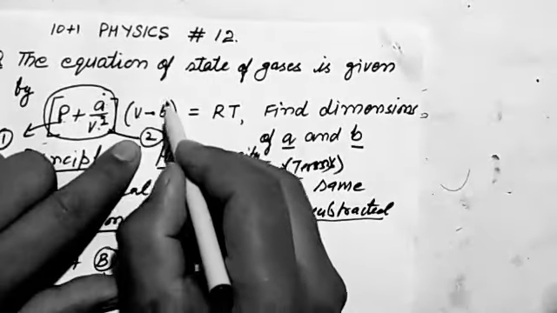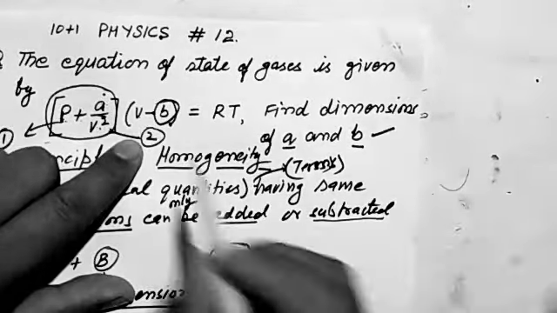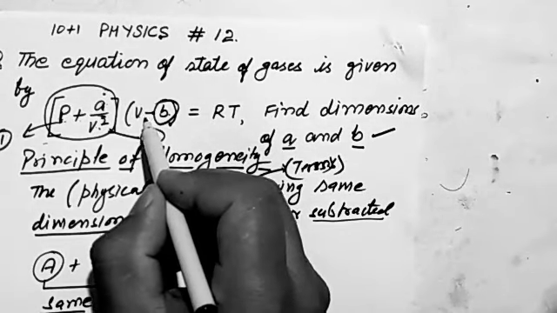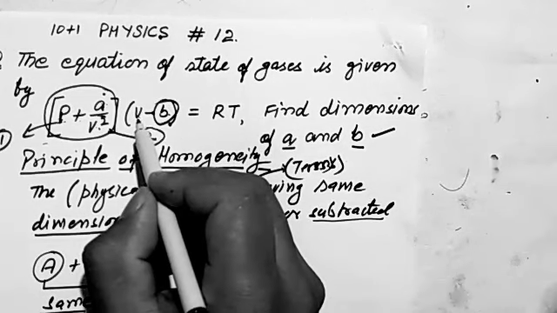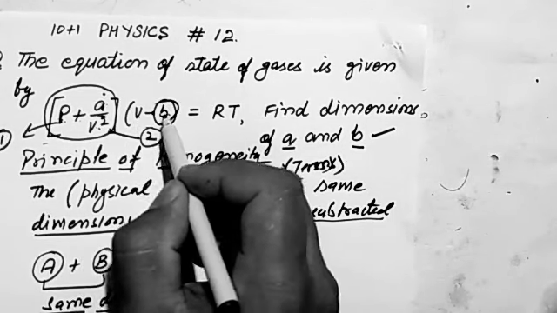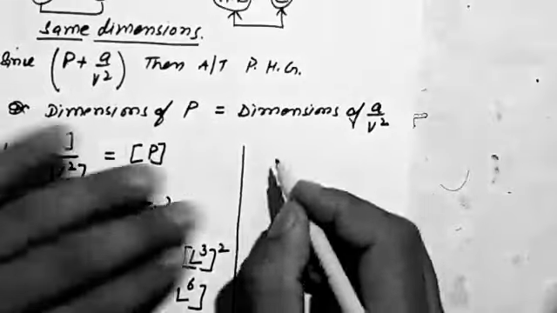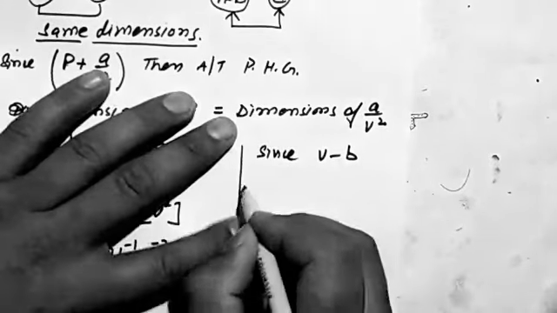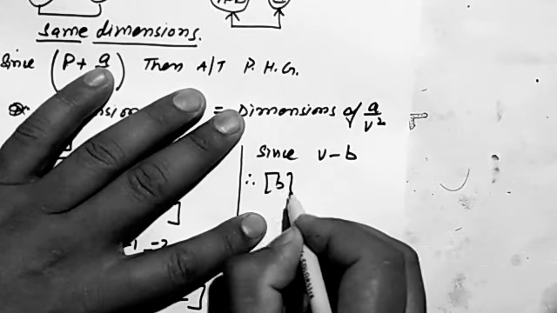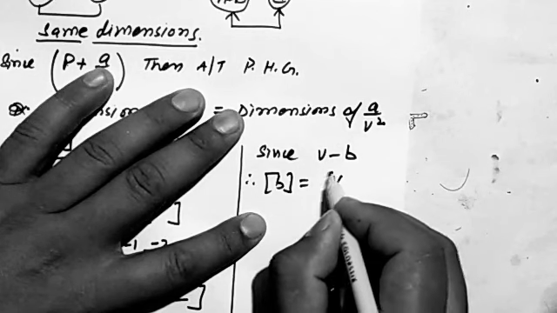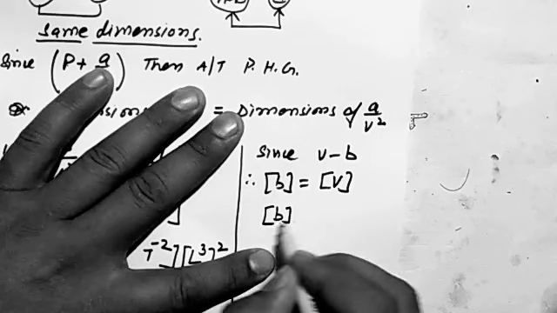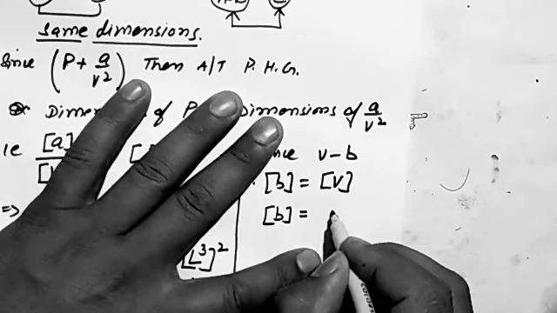Similarly, my dear students, if you are asked to find the dimensions of B, the term B is subtracted from volume. Very simple. B is subtracted from volume, so the dimensions of V and B should be the same. Since we have V minus B, therefore the dimensions of B should be equal to the dimensions of V, that is, the dimensions of B are L³.